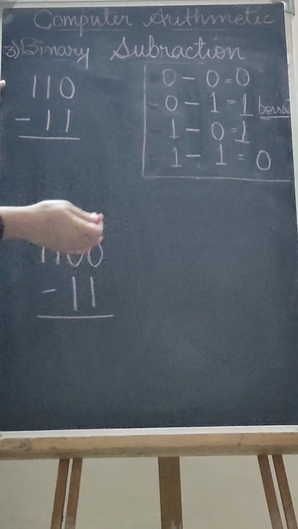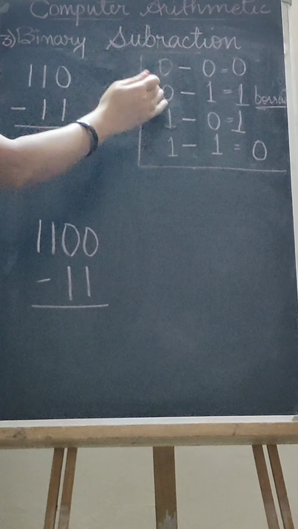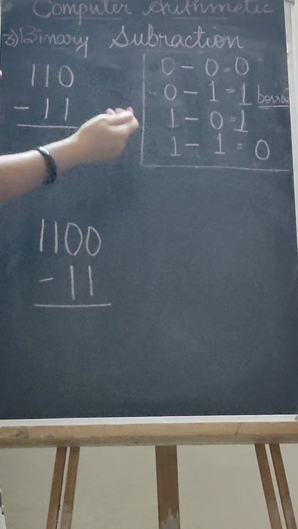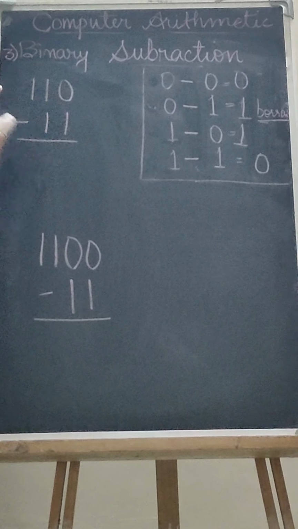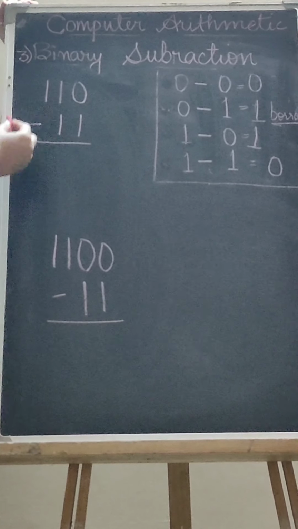So in normal subtraction also we used to take borrow. So in this also we have to take borrow from the next digit. I'll explain this in this example. You will come to know how to take borrow. Now let's start this example.